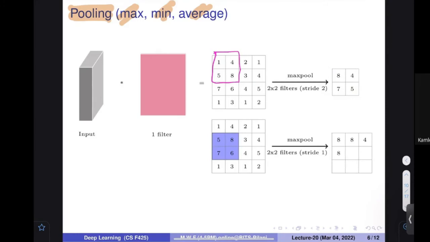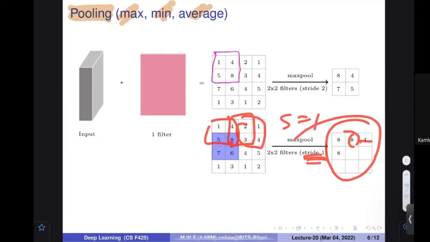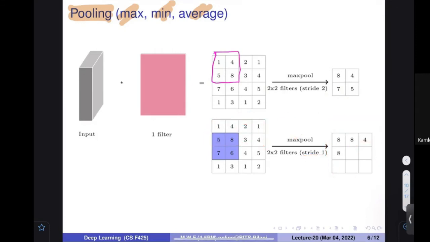As I told you, if the stride is equal to 1, then after this you go to this particular place and find out the maximum. Similarly, you go here and find out the value, and you can come up with this kind of feature map. You know that pooling can be maximum, minimum, and average. By this, you can find out all these things. Any questions on that? No questions? Great.